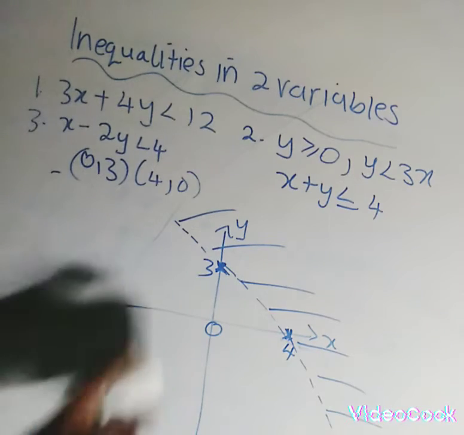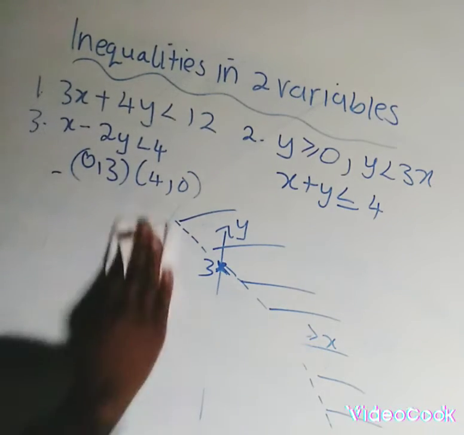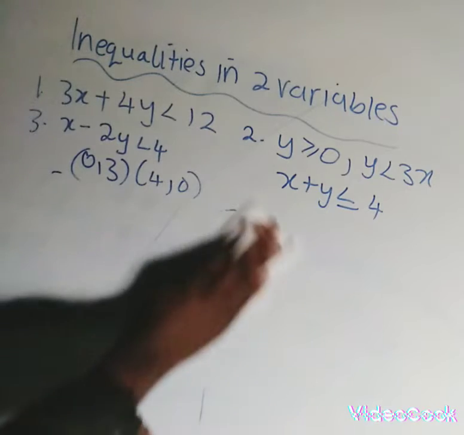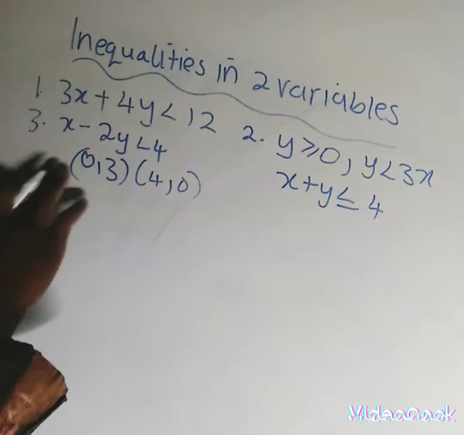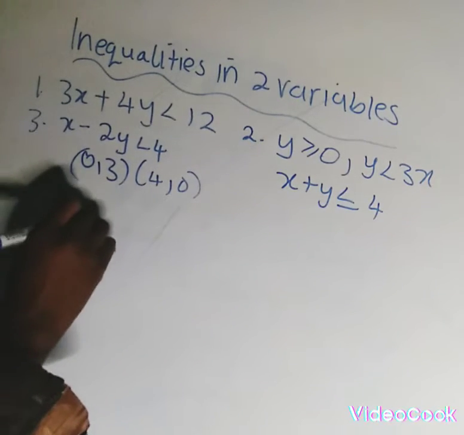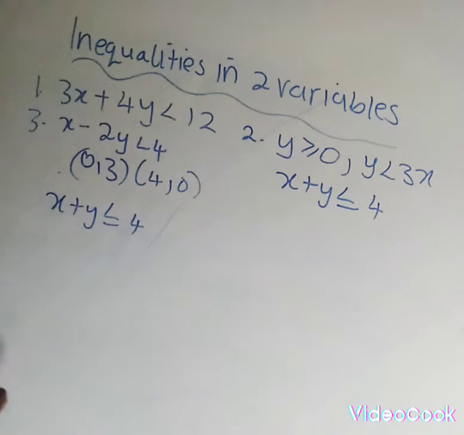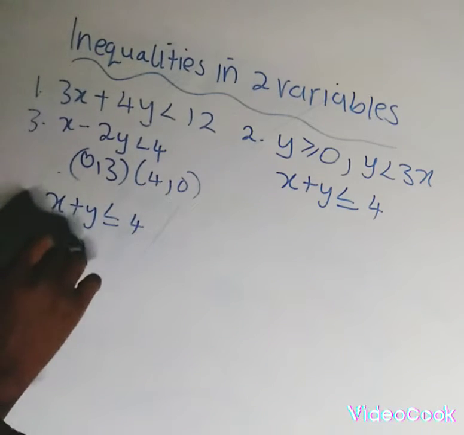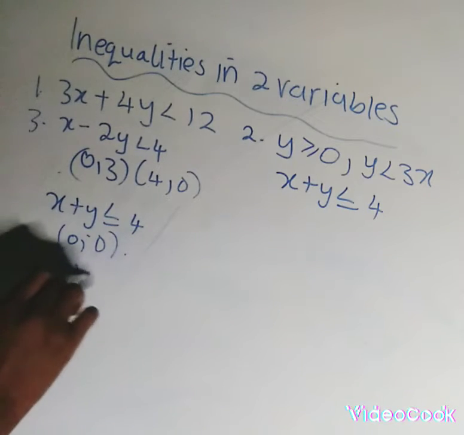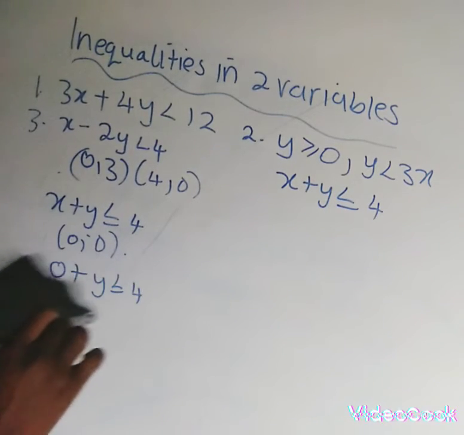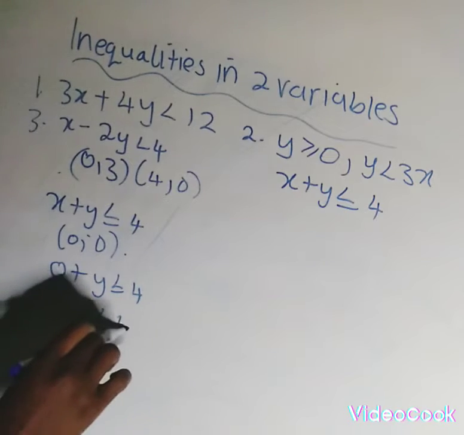What about number 2? They want us to show all those 3 inequalities on one Cartesian plane. We have y is greater than or equal to 0, y is less than 3x, and x plus y is less than or equal to 4. Let's just deal with x plus y is less than or equal to 4. This one, let's use our (0,0). When x is 0, what is the value of y? So it's 0 plus y is less than or equal to 4. So in other terms, y is less than or equal to 4.